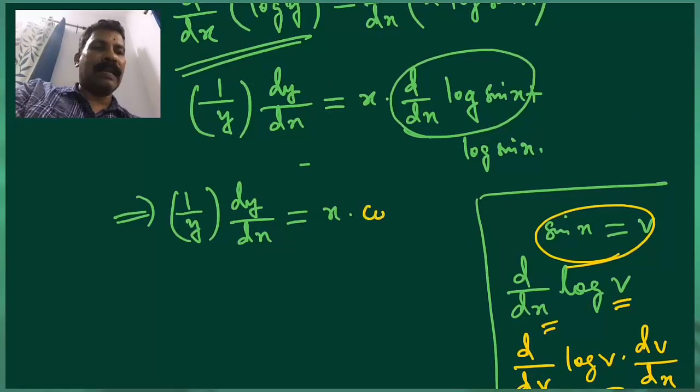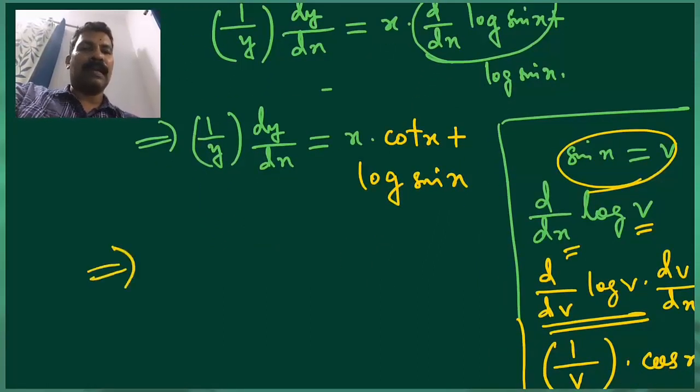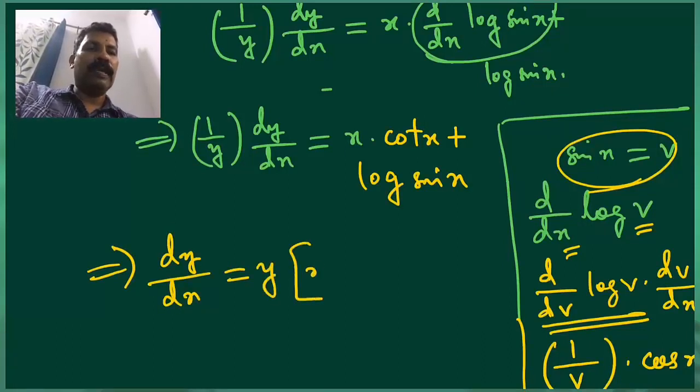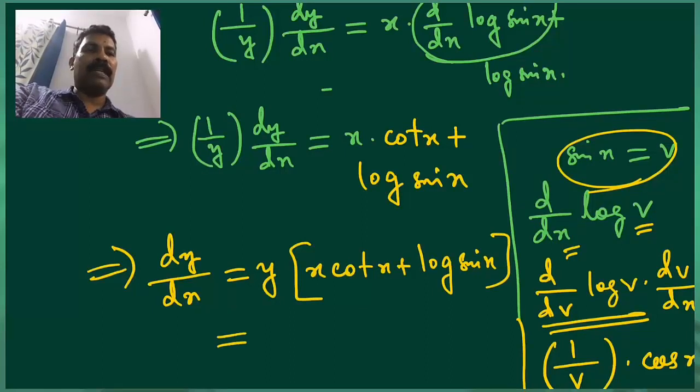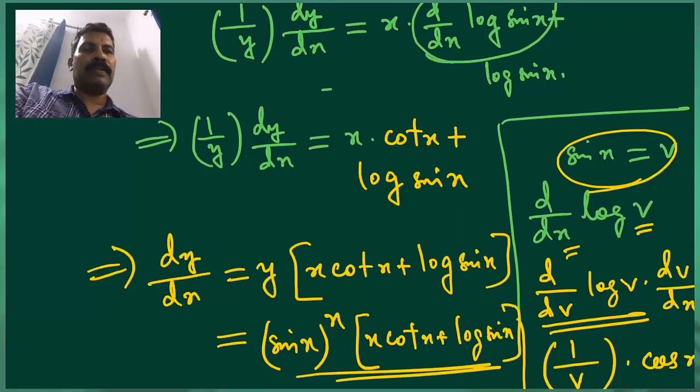So you can substitute it directly here, that is cot x plus then log sin x as it is. So what will be the answer? So the answer will be dy by dx equals y into x cot x plus log sin x. What is y? y means sin x raised to x. Then x cot x plus log sin x. Like this. So that will be the answer.